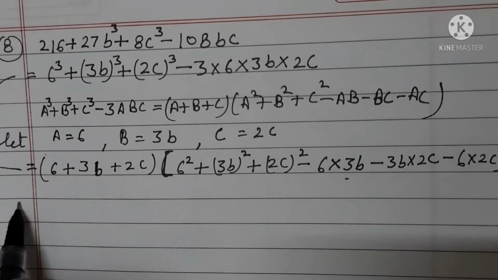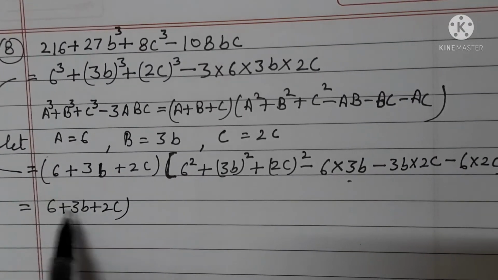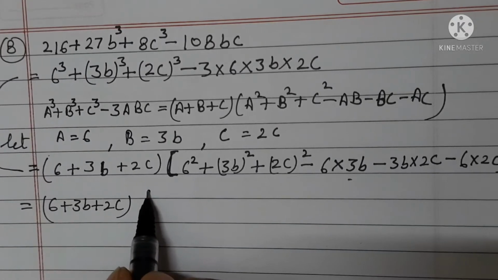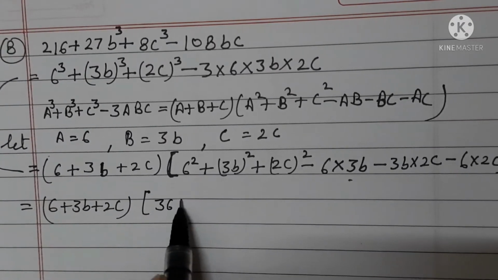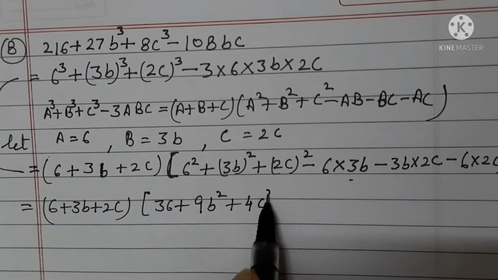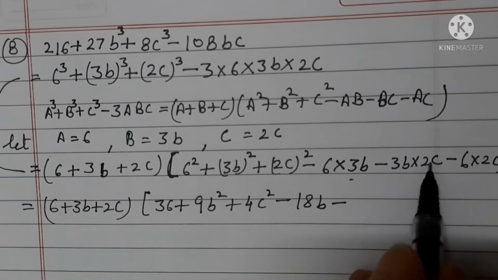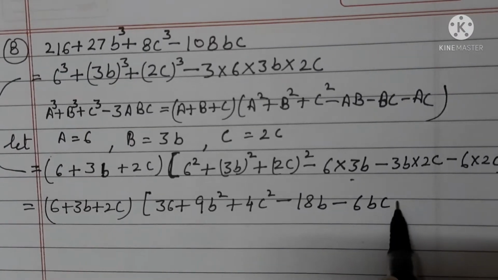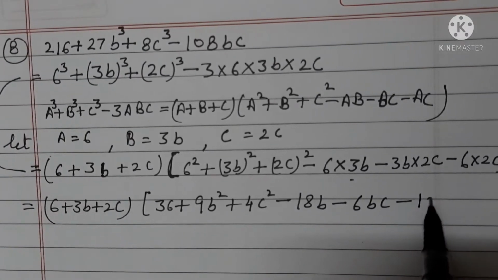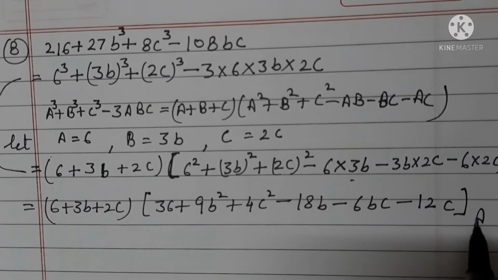And open it. 6 plus 3b plus 2c, and 6 6s are 36, plus 3 3s are 9b square plus 4c square minus 6 3s are 18b minus 3 2s are 6bc minus 6 2s are 12c. Answer.